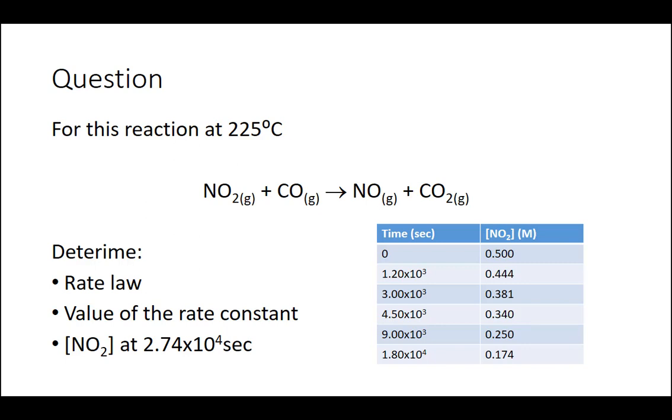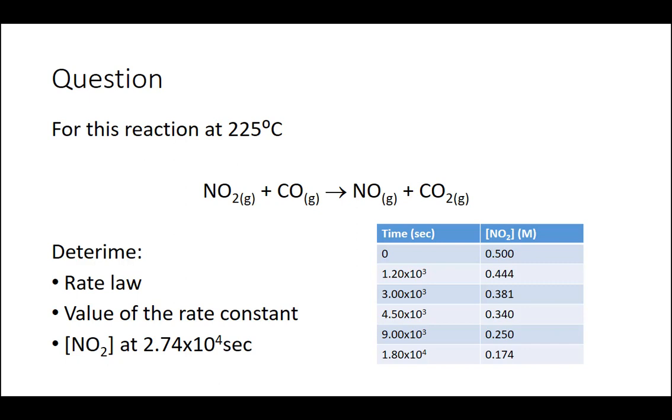So the question here is asking us, for a particular reaction shown here below, NO2 plus CO goes to NO plus CO2, what is the rate law? What's the value of the rate constant? And what's the concentration of NO2 when 2.74 times 10 to the fourth seconds have elapsed?